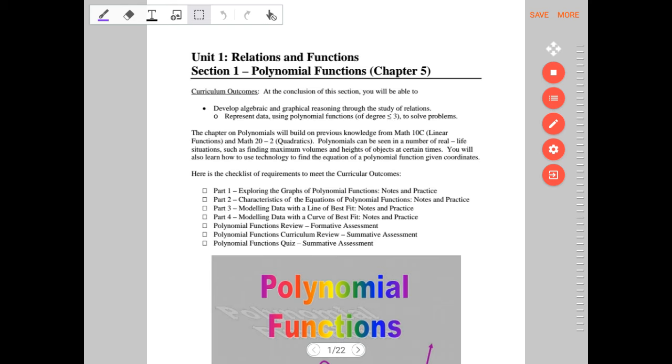Polynomial functions review, which is your formative assessment. And there will be two minor summative assessments, polynomial functions curriculum review and polynomial functions quiz. Let's get started.